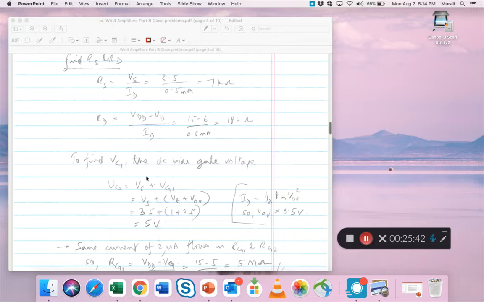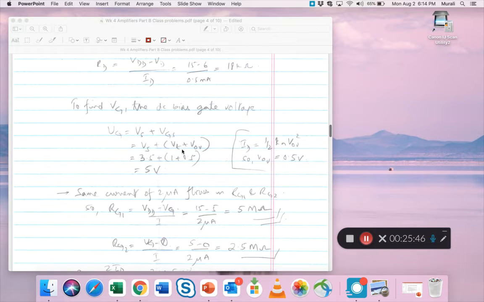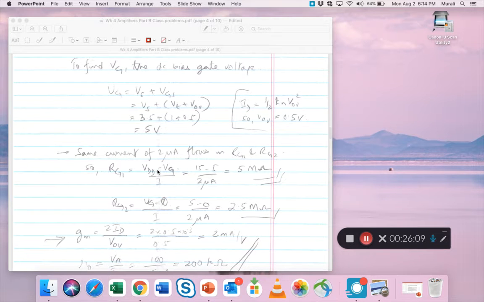Now to find Vg, the DC bias gate voltage. So Vg is Vs plus Vgs, you've seen this before. Vs is given, Vgs is Vt plus Vov, these are all given. Well, actually Vov is not given, but we calculate that using this because we know everything else. So Vov is 0.5, so you put 0.5, so you get Vg is 5 volts.